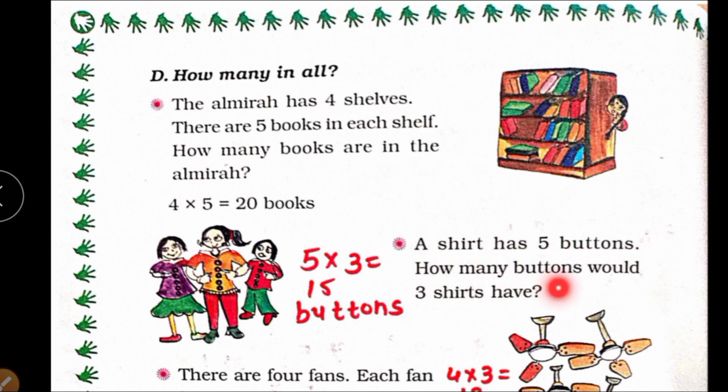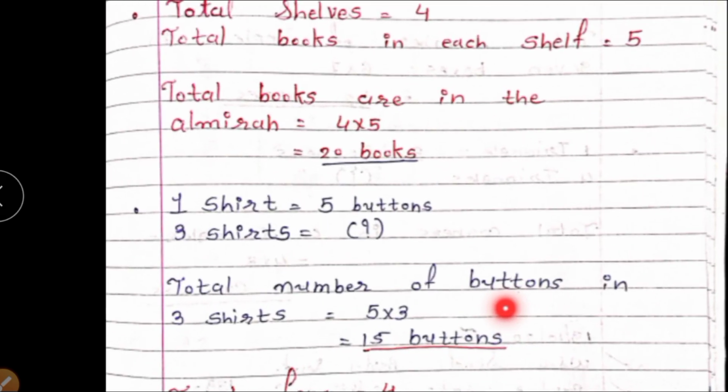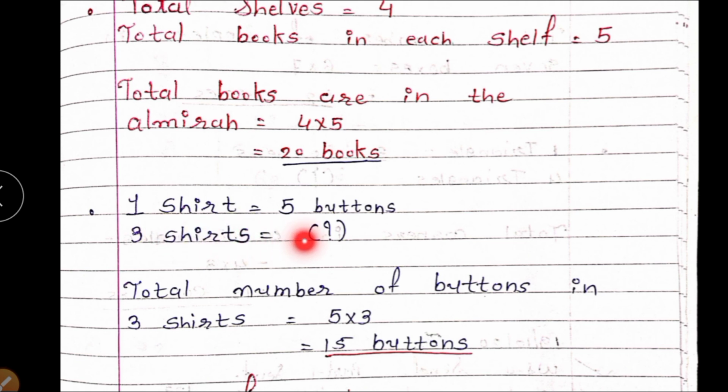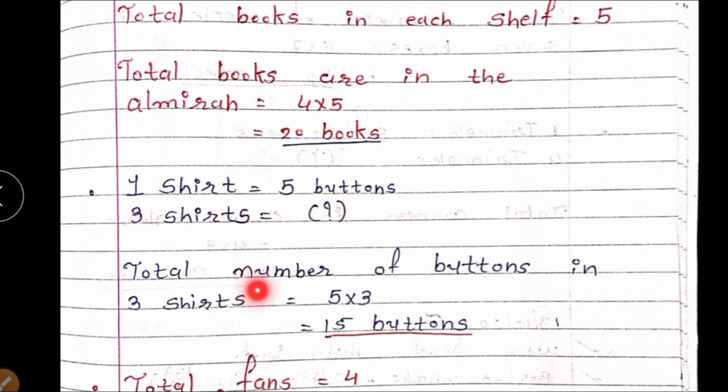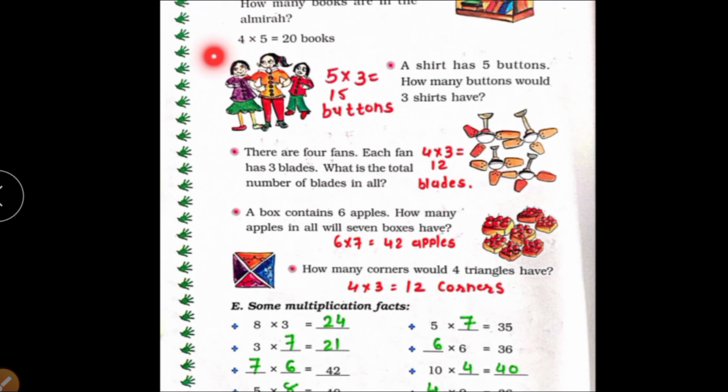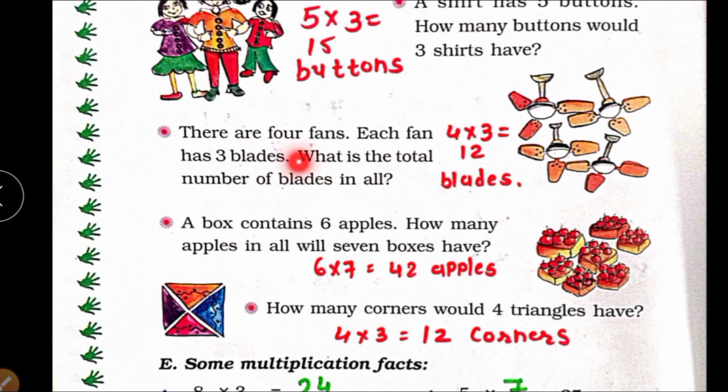How many buttons would 3 shirts have? Okay. First write statements. 1 shirt equal to 5 buttons. Now for 3 shirts we have to find. So total number of buttons in 3 shirts equal to 5 3s are 15. 15 buttons. Now next. There are 4 fans.